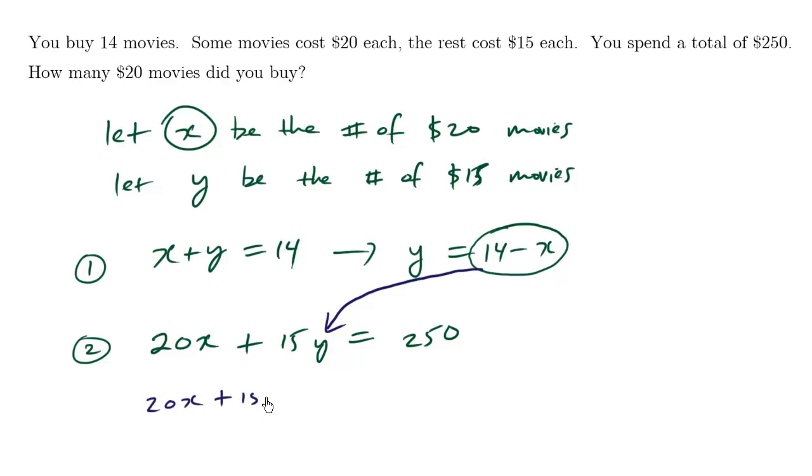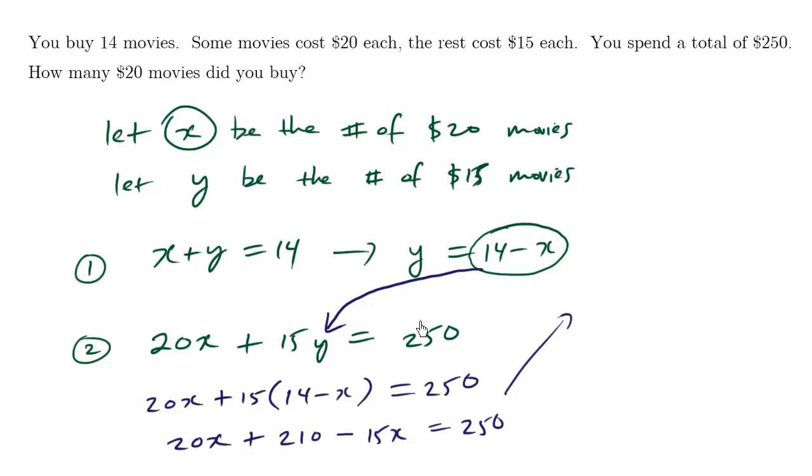20X plus 15Y, which is essentially 14 minus X, is equal to 250. So this is where we use just simple algebra to solve for everything. Using your calculator, 15 times 14 is 210 minus 15X, I'm using distribution here, is equal to 250. So can you see how even though we want to solve for X, we purposefully take one of the equations and solve for the opposite variable, which is Y in this case, and plug it into the other equation so that we end up with all X's.